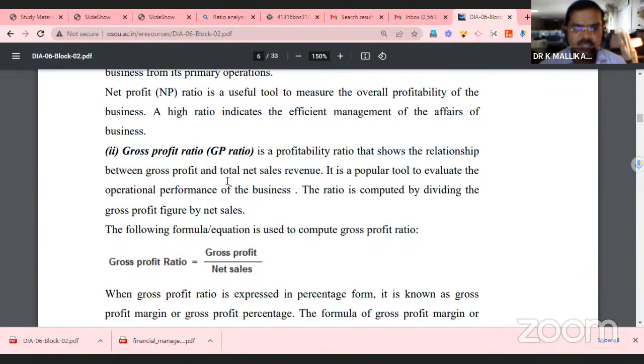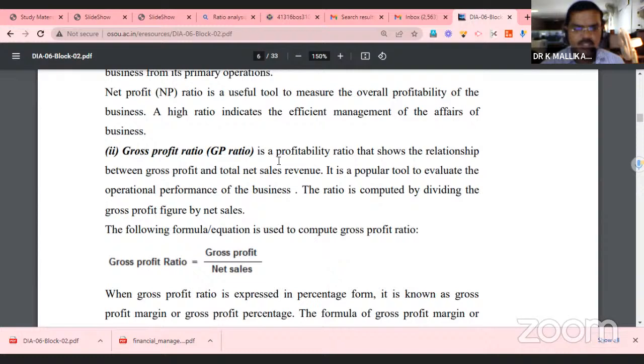And the second one is net profit ratio, which is very useful to measure the overall profitability of the business. A high ratio indicates the company's efficient performance in the business.